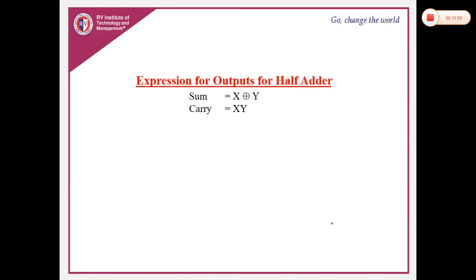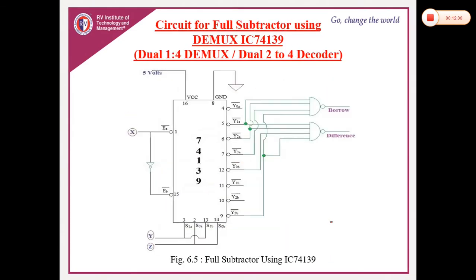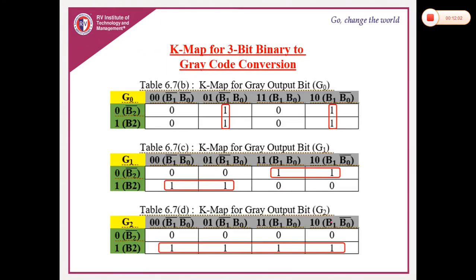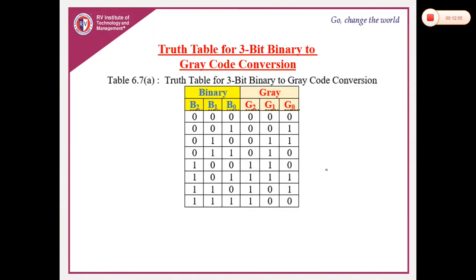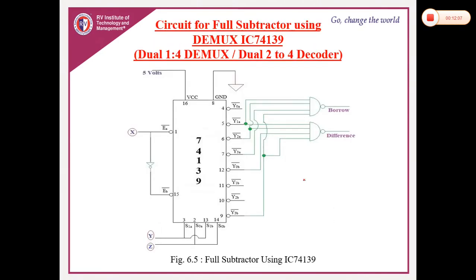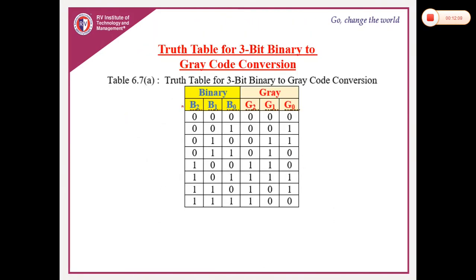Again, it is just a concept. We already know the truth table for binary to gray. 3-bit binary to gray and gray to binary code conversion. First we will go for 3-bit binary to gray. In order to get G0, what we need to do: 0, 1, 1, 0 and 0, 1, 1, 0. First I'll tell you the output side.